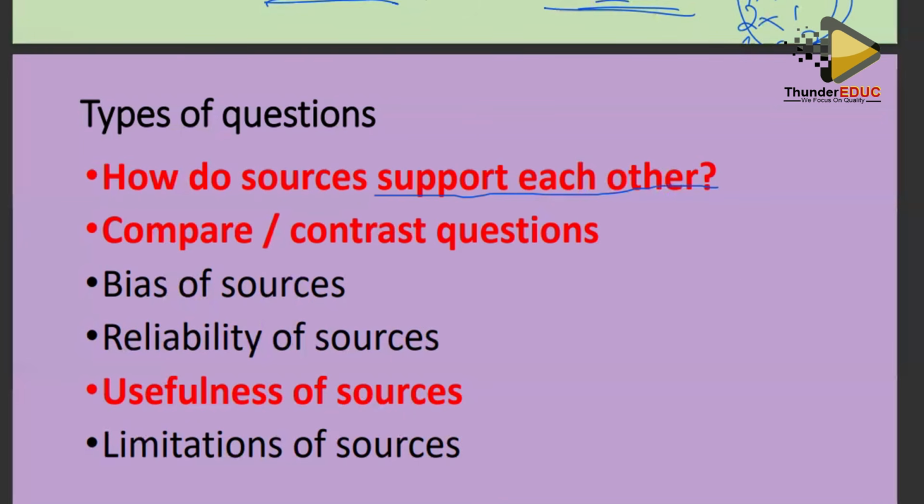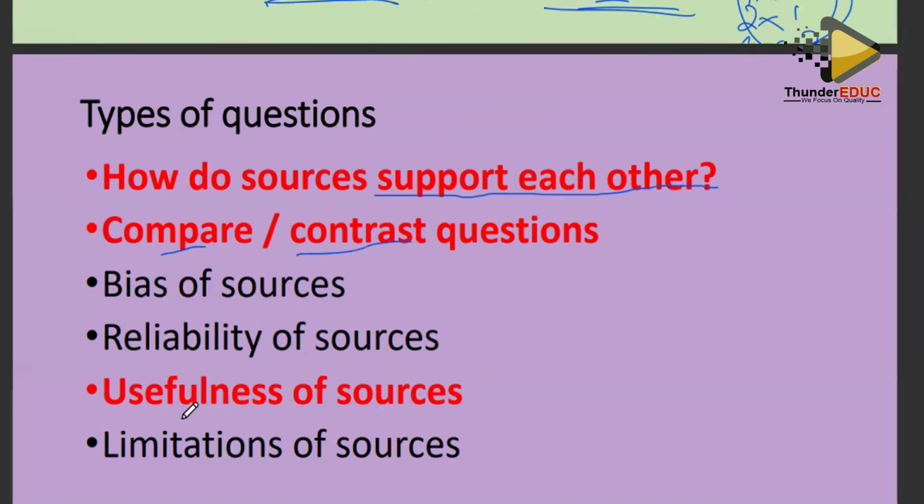Then compare and contrast. This one is also comparison, its similarity. Contrast is the opposite, or the differences. Sources might be different in the way they portray some other events, so you must also be able to figure out how those sources differ from each other. And you must be able to identify bias from a given source. Is this source biased? How is this source biased? You have to figure out and see the extent of bias in a given source.